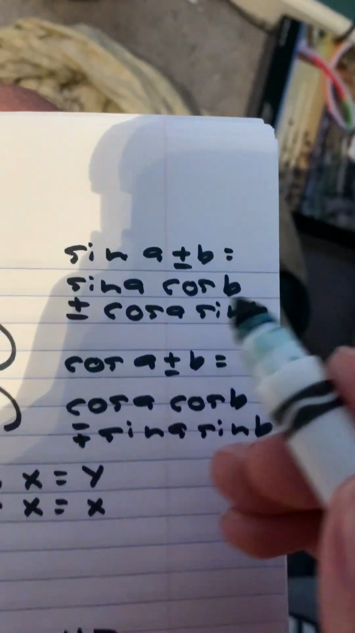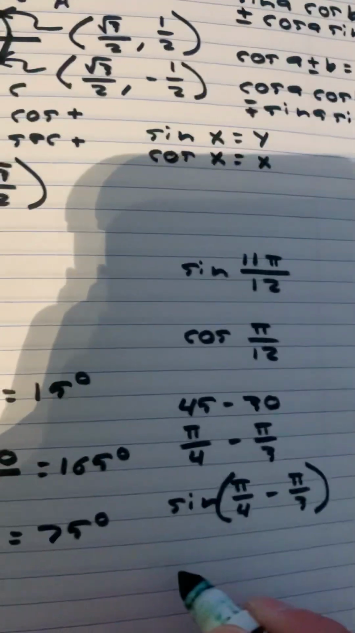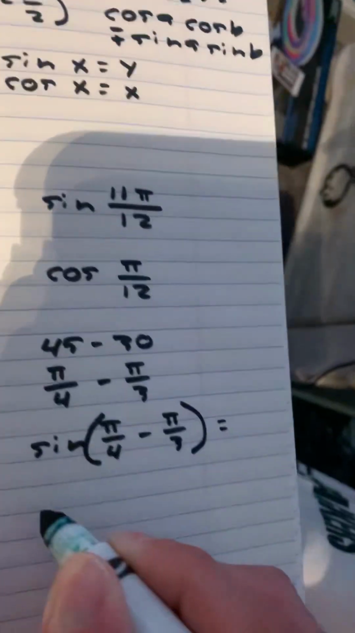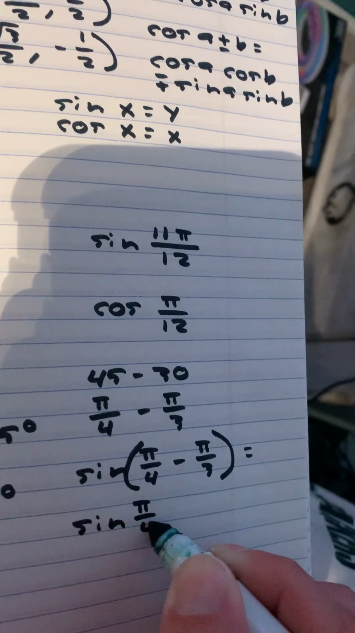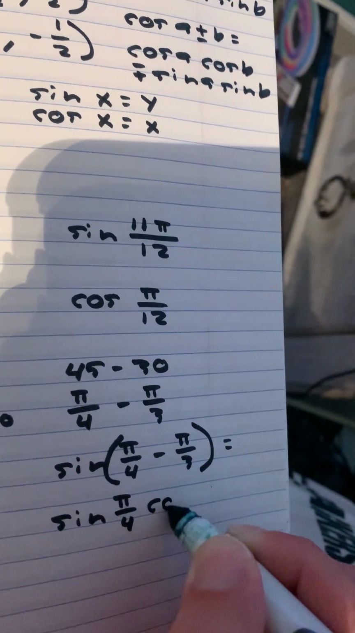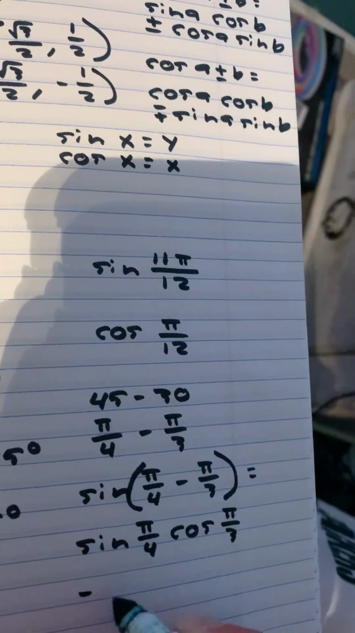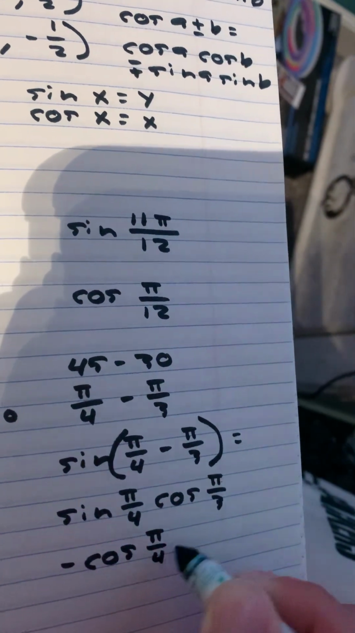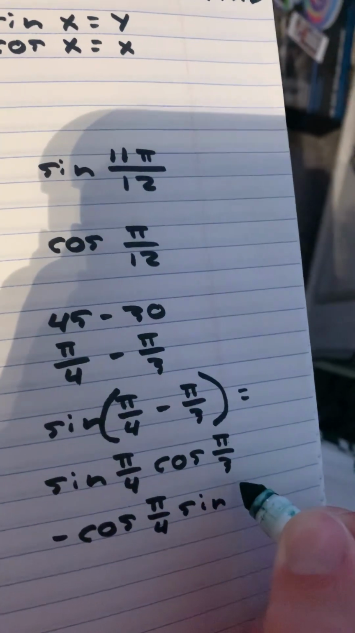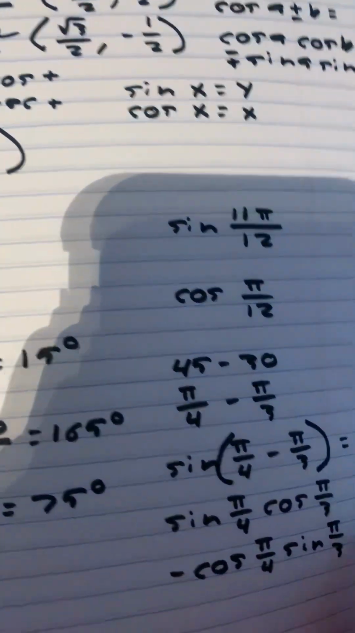And we got sine, cosine, cosine, sine. So we got minus. So the minus, it goes with the minus. So what is that going to be? The sine of pi over 4 times the cosine of pi over 3 minus cosine of pi over 4 times the sine of pi over 3. So what's that going to give me?